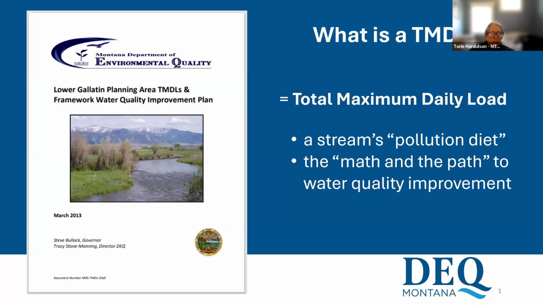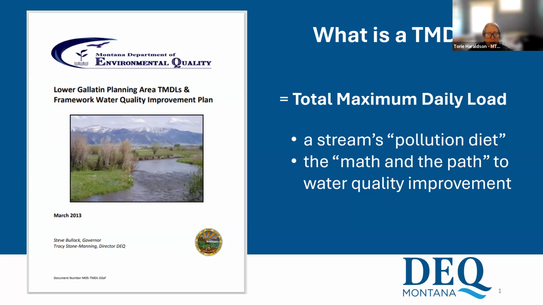Okay, so TMDL is short for total maximum daily load. The Montana Water Quality Act tasks DEQ with development of TMDLs for streams and lakes that aren't meeting their water quality standards. And a TMDL sort of has two main parts to it. First is a calculation of the maximum amount of a pollutant that a water body can receive and still meet its water quality standards, and that's sometimes referred to as its pollution diet. And then a summary of the load reductions that would be needed from each source of that pollutant for the stream to sort of bounce back and meet those standards.